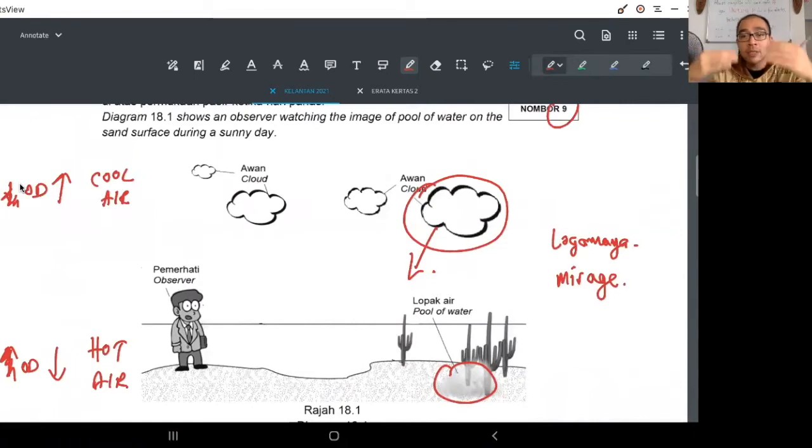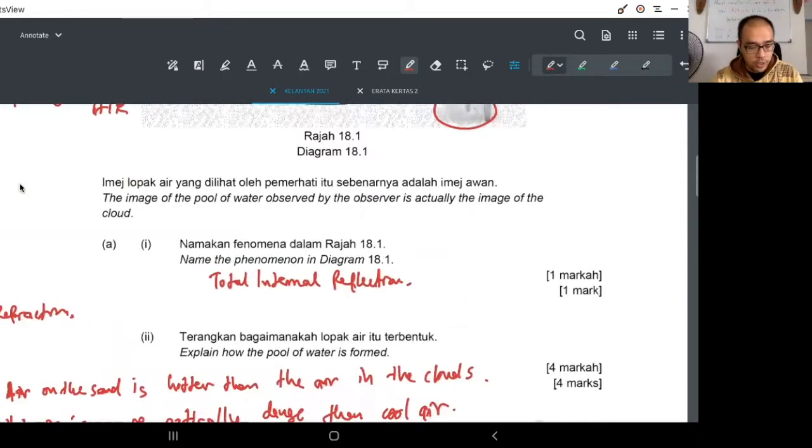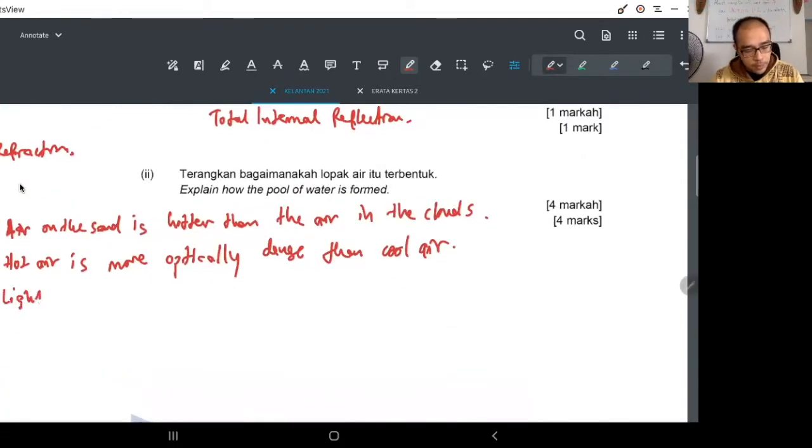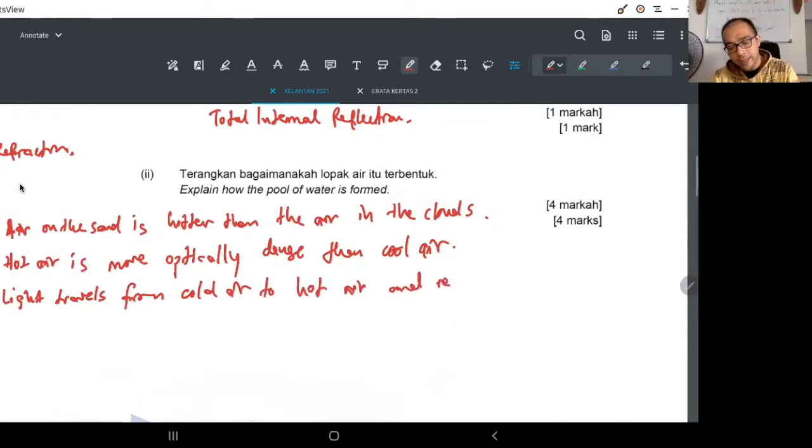So when light travels from the clouds, it's going to travel from cool air to hot air, from more dense to less dense. So the light travels from cold air to hot air and refracts. When you talk about refraction, you need to talk about whether it is refracting toward the normal or away from the normal. And since this is more dense to less dense, it will be away from the normal.